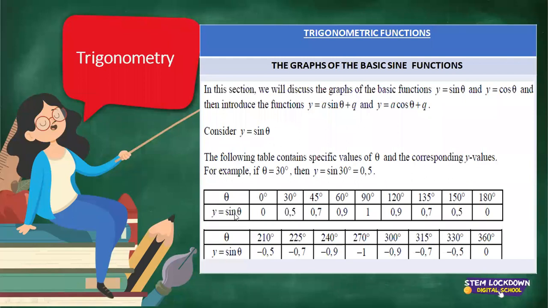Sin 0 is 0. Sin 30 is what? Half, 0.5. Sin 45 is 0.7. Sin 60 is 0.9. Sin 90 is 1. Sin 120 is 0.9. Sin 135 is 0.7. Sin 150 is 0.5. And sin 180 is 0. Okay, so with your calculator, you get all this.